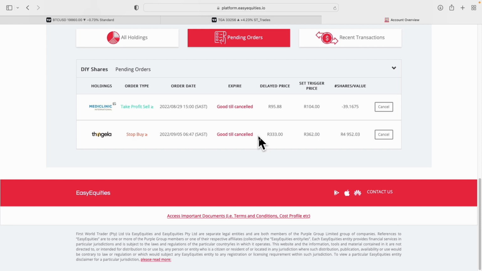So remember, for a buy stop order, the price that you want should be greater than the current share price. In this case, the current share price is about 333. Here we saw that it was 332 rand 56 cents, but it's the same thing as 333 rand. So we're waiting for this order to trigger. So that's it. Then you can just log out of your account.